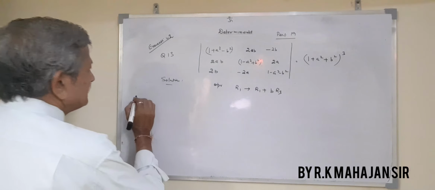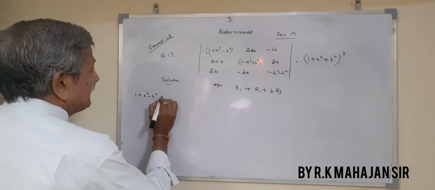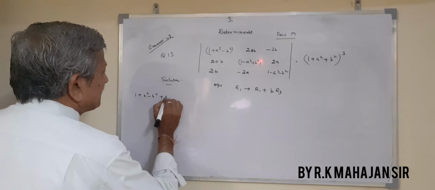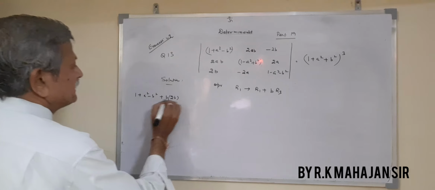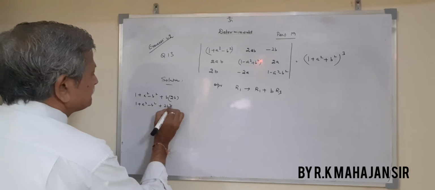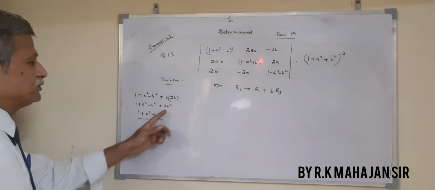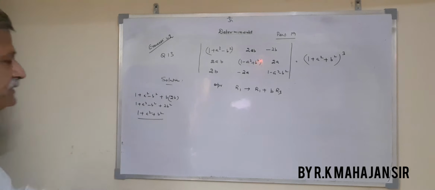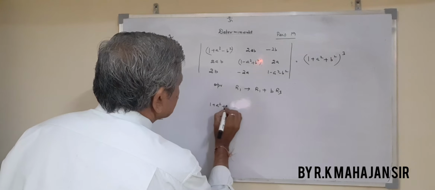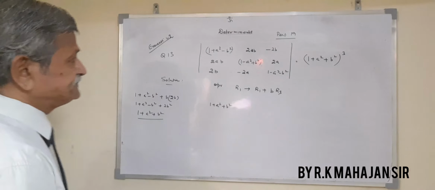So you would find your operation is 1 plus a square minus b square, and you add b times 2b. Now this gives you 1 plus a square minus b square plus 2b square. Now this gives you 1 plus a square plus b square only, because 2b square minus b square gives 1 plus a square plus b square. So you can write down here 1 plus a square plus b square in the R1 row. That is the first part.